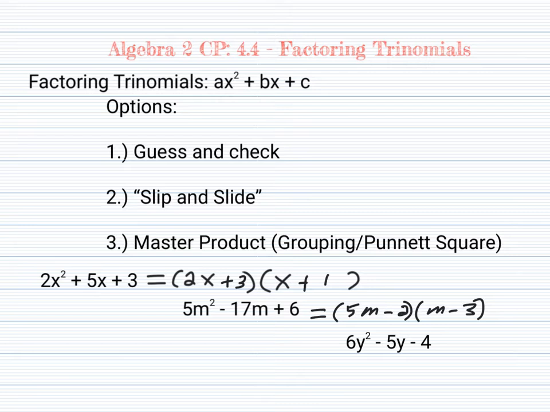Then I have 6y squared minus 5y minus 4. This one is a pain because there's multiple ways that I can get to 6y squared, and there's multiple ways I can get to negative 4. And the fact that it's a negative 4 tells me I have one positive and one negative. So this is a mess.